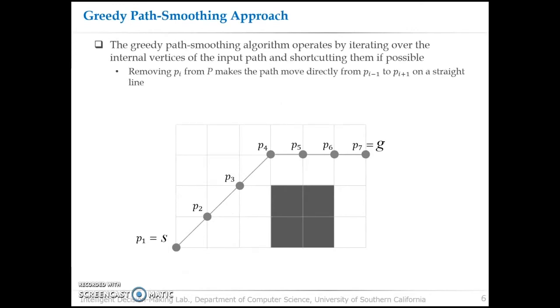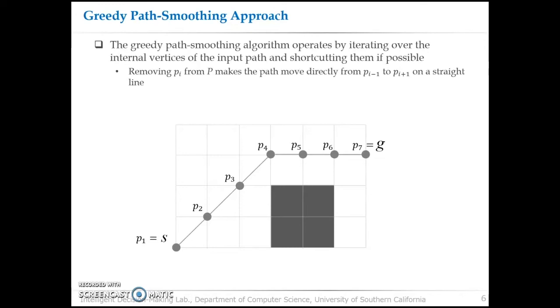In this slide, we briefly introduce the existing grid path smoothing algorithm. It is basically removing the internal vertices by making a shortcut on the path. And then it is iterated over, usually from start to goal vertex.